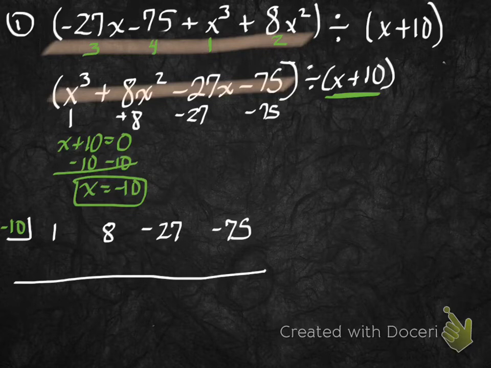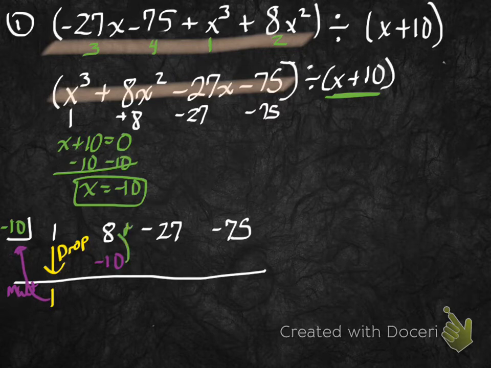Step 1 is to drop your first number down. You're not doing anything with it, just bringing it down and writing it as is. Then you multiply that number times what was in the box, and that number becomes negative 10. You write it under the 8. Then you add those two numbers. 8 plus a negative 10 is a negative 2.